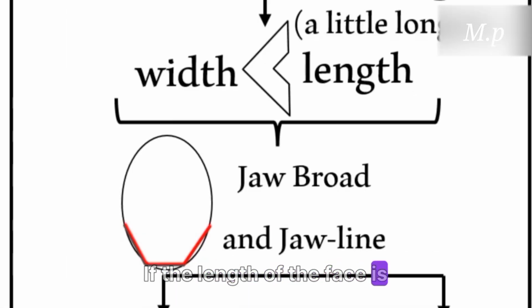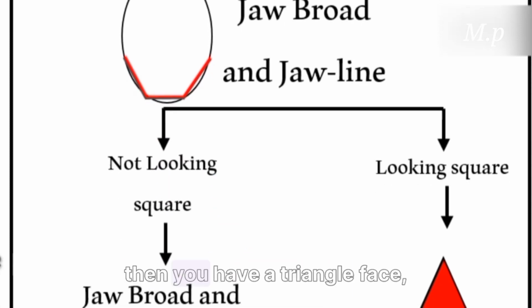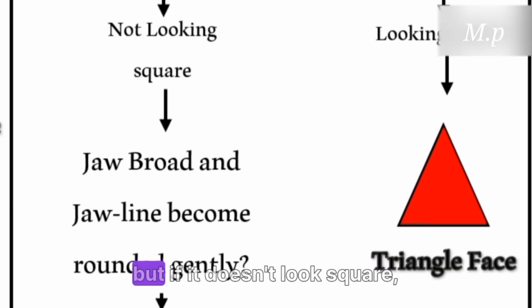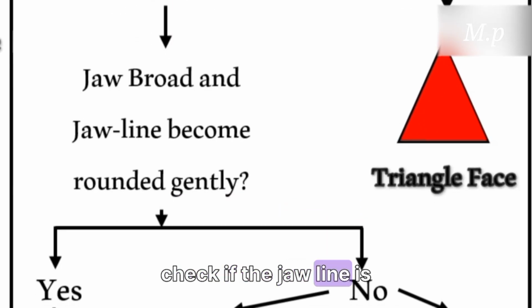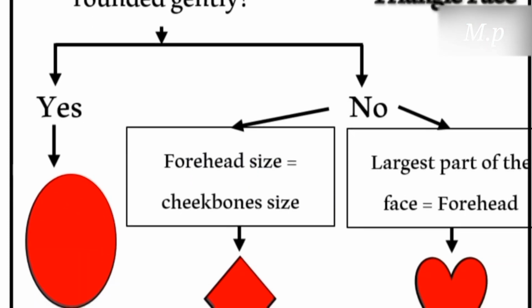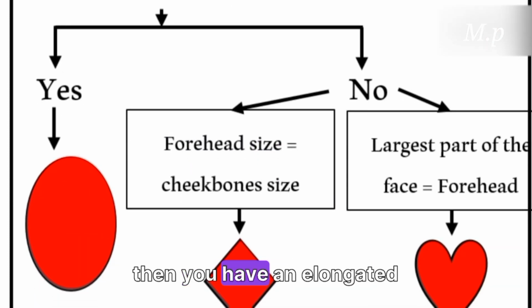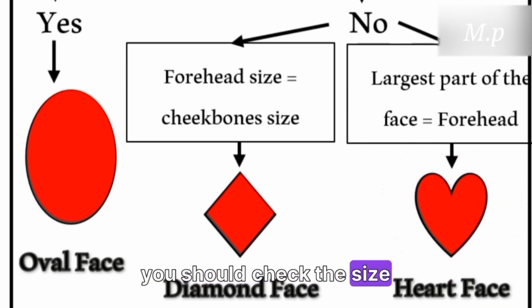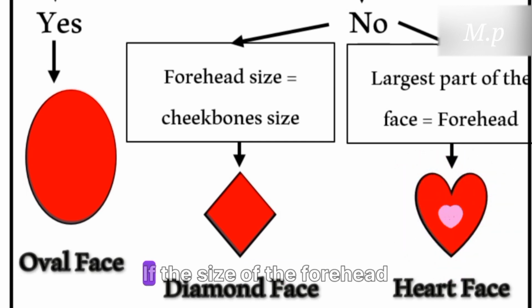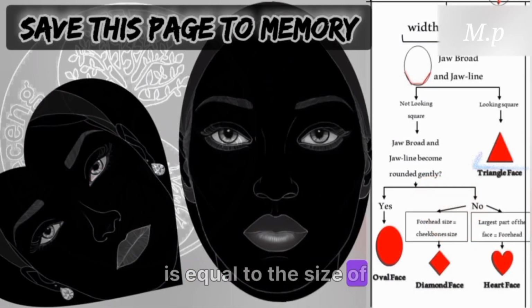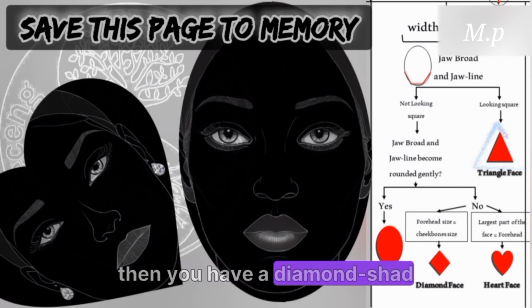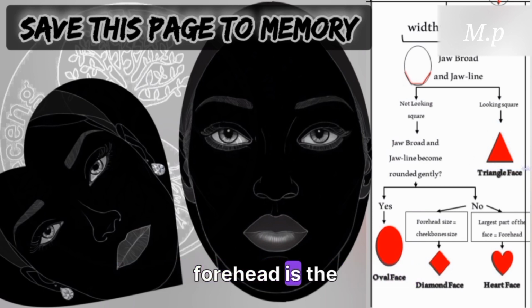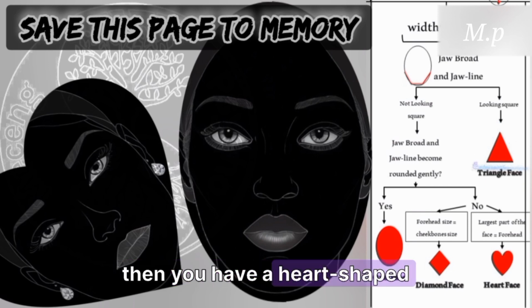If the length of the face is slightly larger than the width, you should check the shape of the jaw. If the jaw appears to be square, then you have a triangle face. But if it doesn't look square, check if the jawline is gently rounded. If it is slightly rounded, then you have an elongated face. But if it is not rounded gently, you should check the size of the forehead. If the size of the forehead is equal to the size of the cheekbones, then you have a diamond-shaped face, and if the size of the forehead is the largest part of the face, then you have a heart-shaped face.